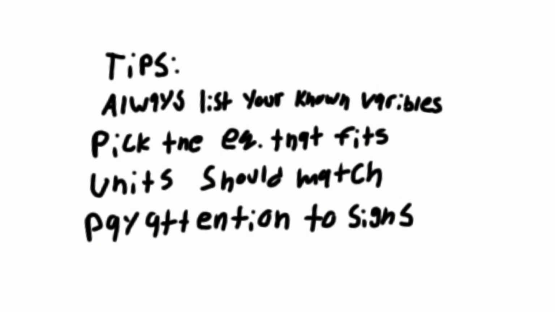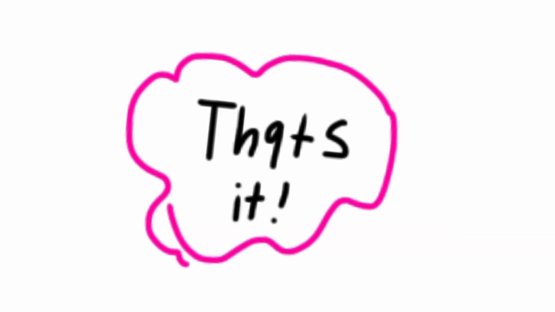Now, this all seems pretty simple. It's just rearranging, finding your unknowns, and plugging in. What people most have trouble with is picking the equations, but you just pick the one that gives you the one unknown variable. You don't want two unknowns in a problem, or else you won't be able to solve it. Anyways, some quick tips are to always list your known variables, pick the equation that fits, your units should match, and you want to pay attention to your signs.